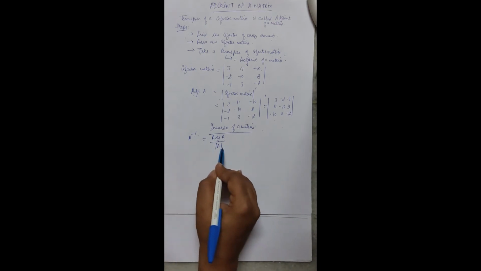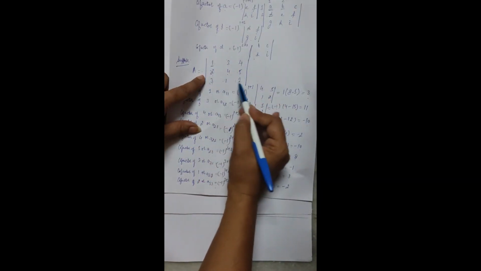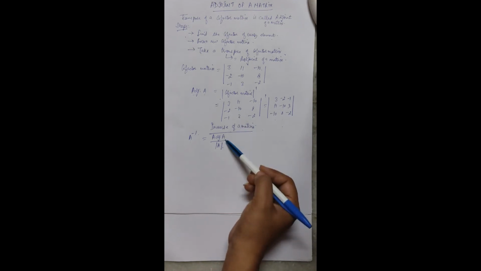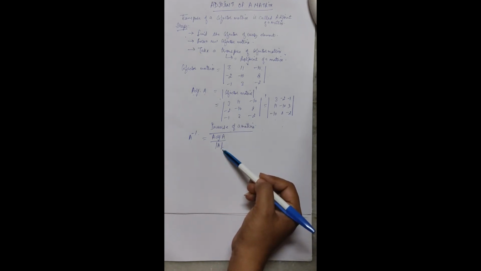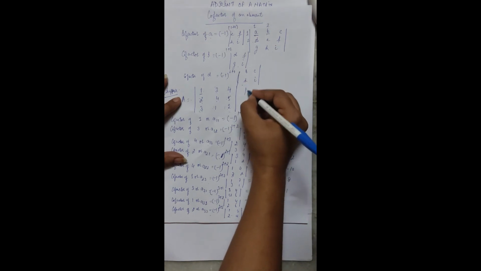So if you remember, we have a matrix which we were already solving. We have a matrix: 1, 3, 4, 2, 4, 5 and 3, 1, 2. On the basis of this formula, first of all, we already have adjoint of A, so we will calculate the determinant. So how to calculate the determinant? This I have already told you in the previous lectures. So on this sheet, I will tell you how to calculate the determinant.